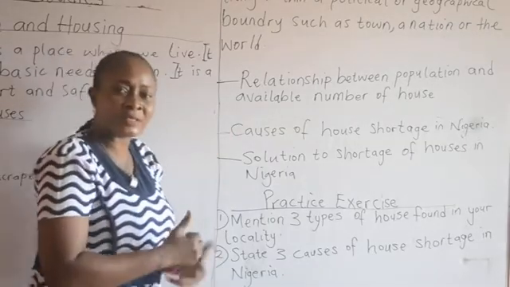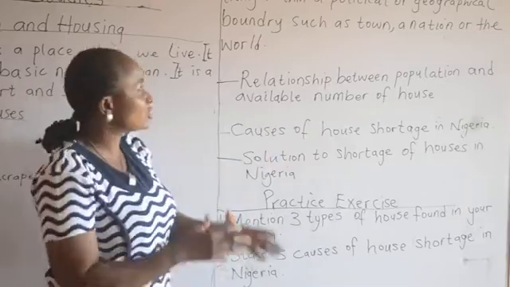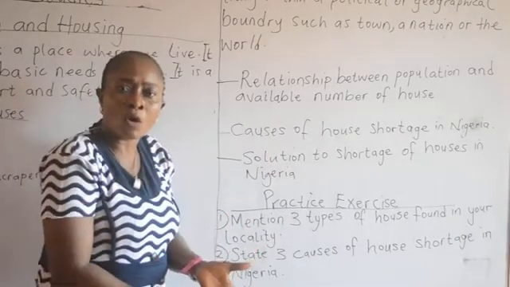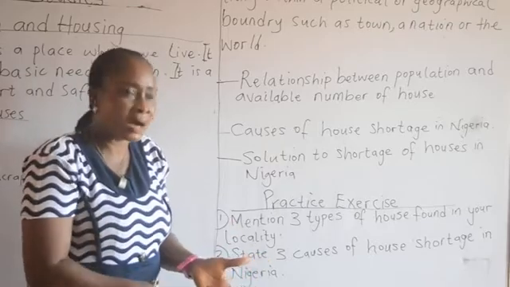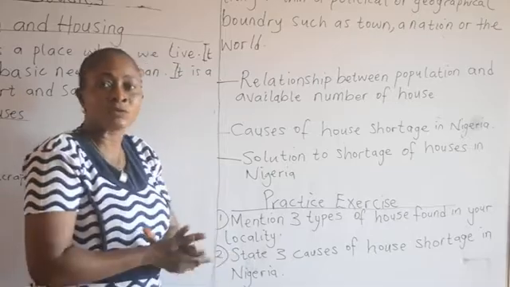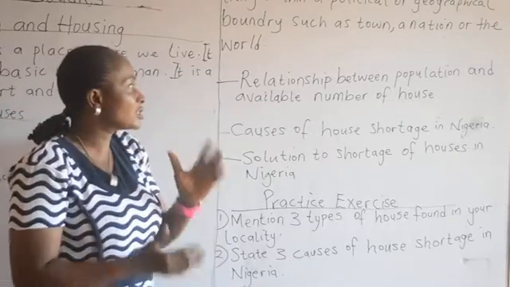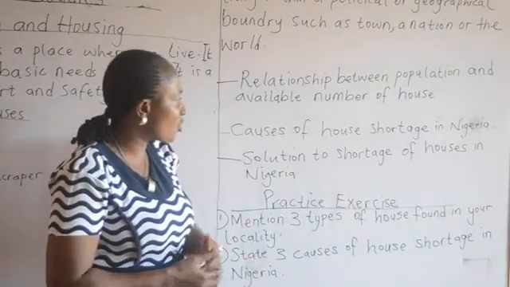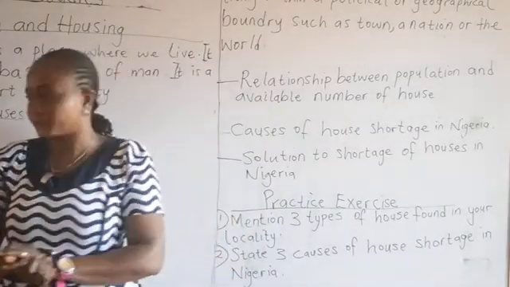When there is a decrease in population, when the total number of people living in a particular area has gone down, then the number of houses will also go down. So population is equal to number of houses. Then what are the causes of house shortage in Nigeria?